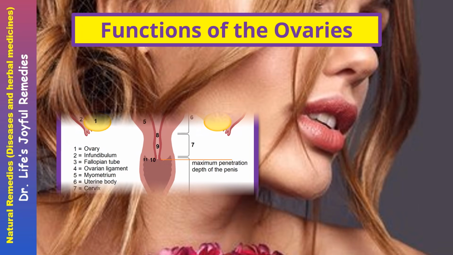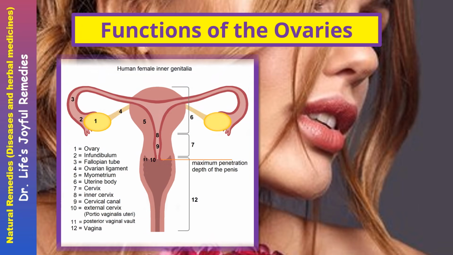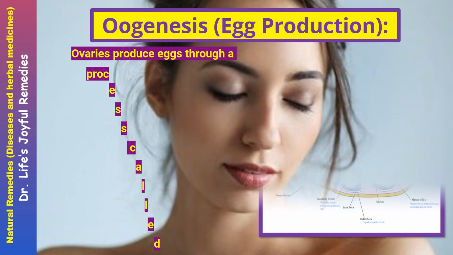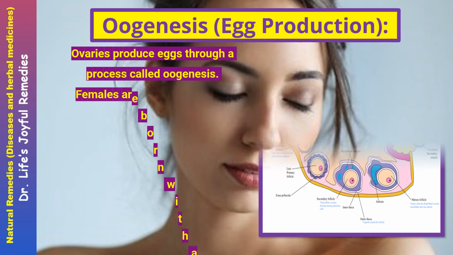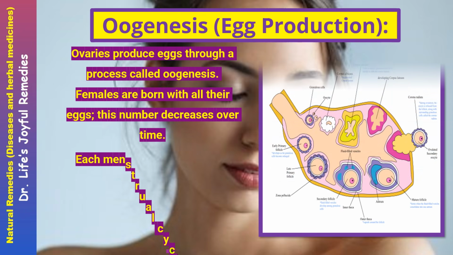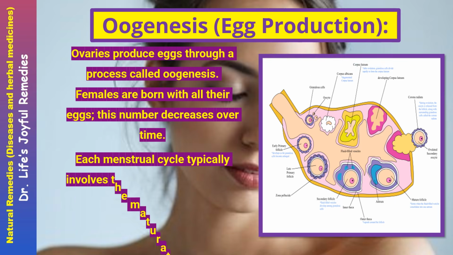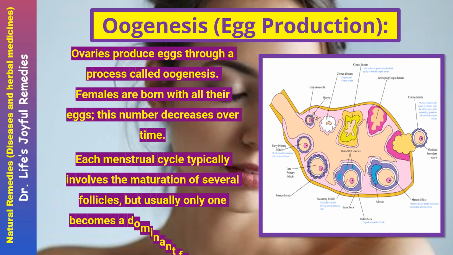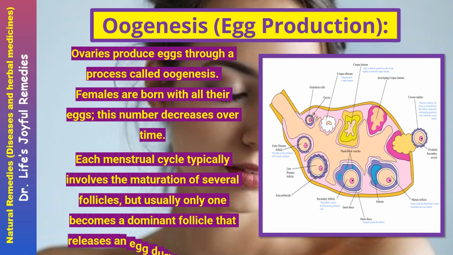Functions of the ovaries. Oogenesis, egg production. Ovaries produce eggs through a process called oogenesis. Females are born with all their eggs. This number decreases over time. Each menstrual cycle typically involves the maturation of several follicles, but usually only one becomes a dominant follicle that releases an egg during ovulation.